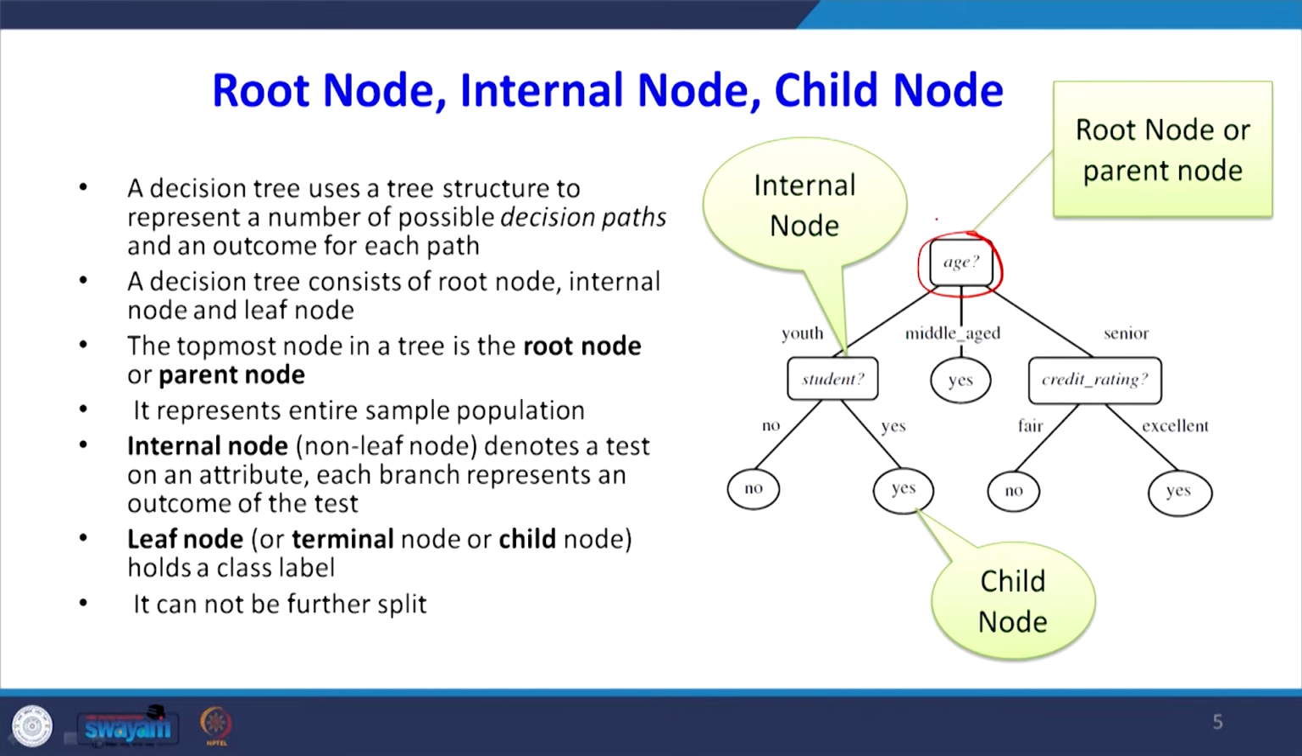The next term is internal node. For example, here student is the internal node, or non-leaf node, which denotes a test on an attribute. Each branch represents an outcome of the test. The next node is the leaf node or child node. See this yes or no, which is in the elliptical shape, that is called a leaf node. It cannot be further split.